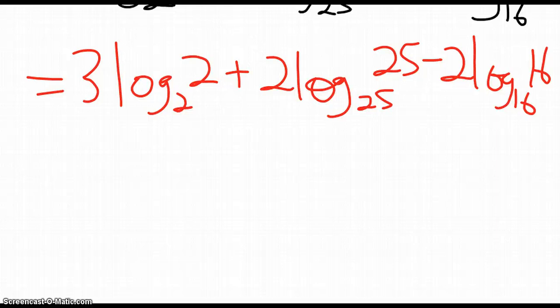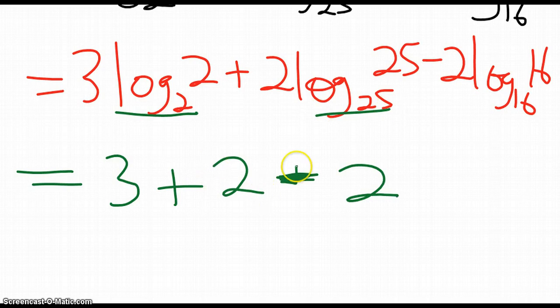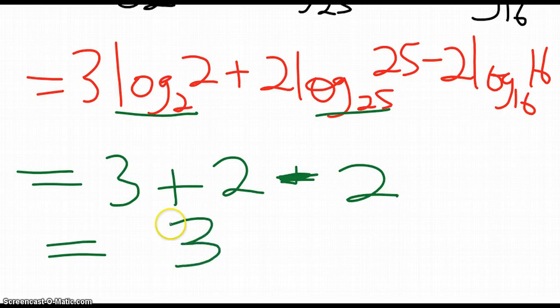So let's see, this will give us 1, so we have 3 here, plus this also will give us 1, we have 2, then minus 2. So our final answer, we can write it as 3.